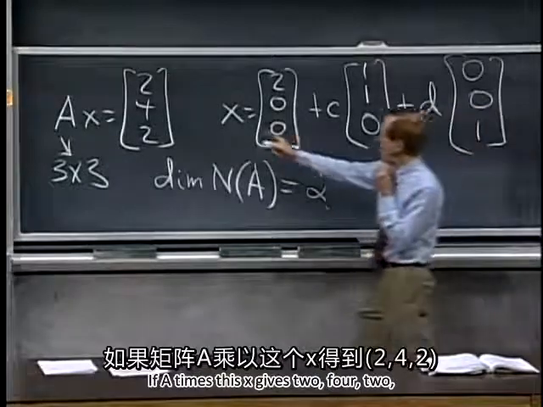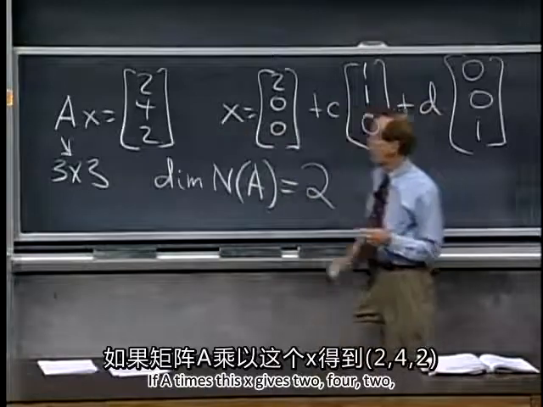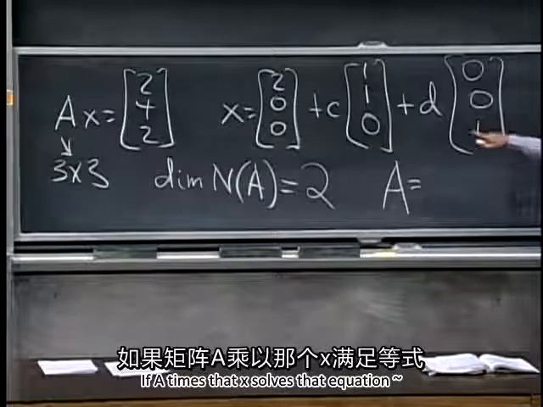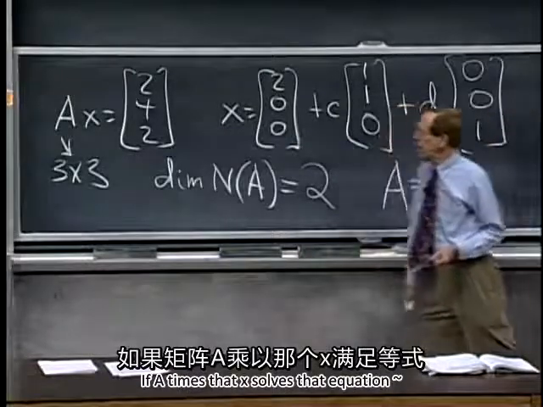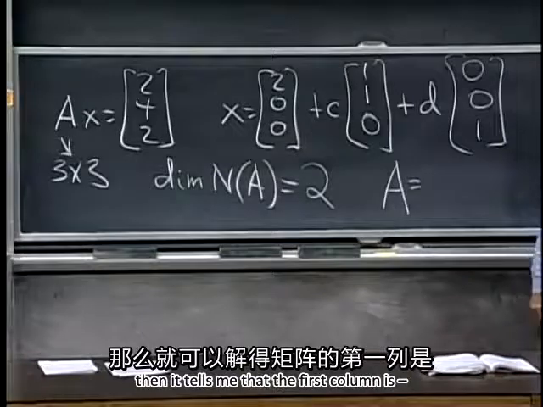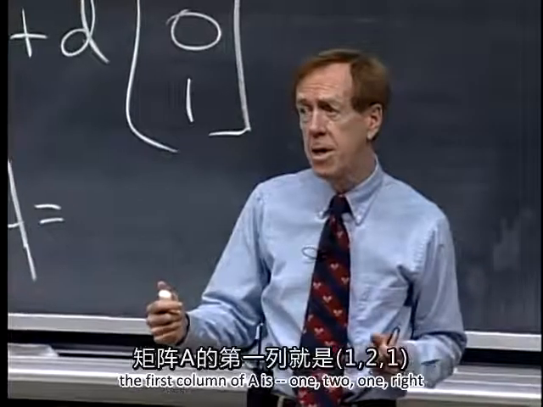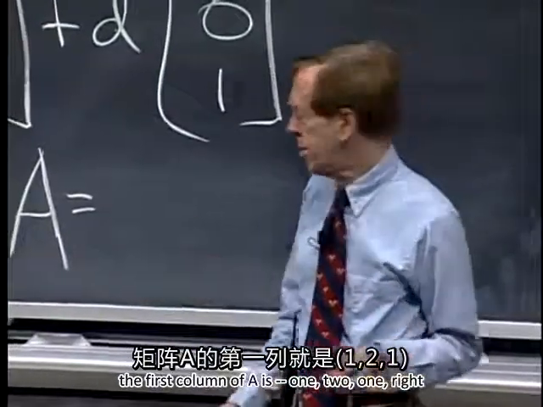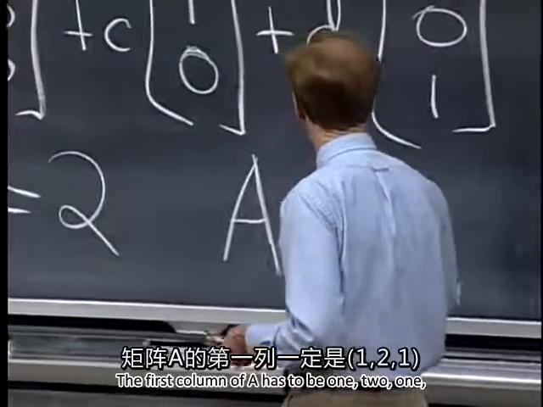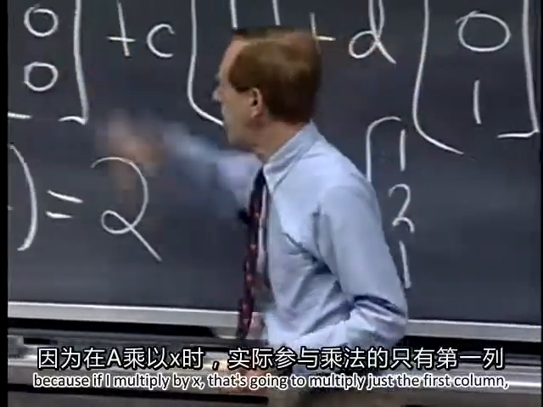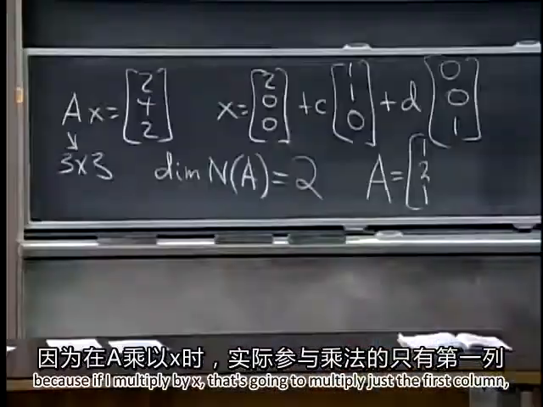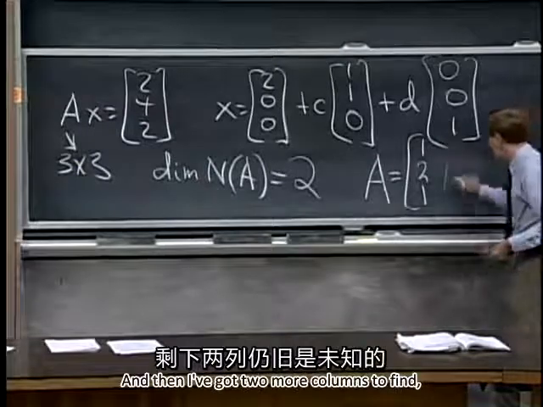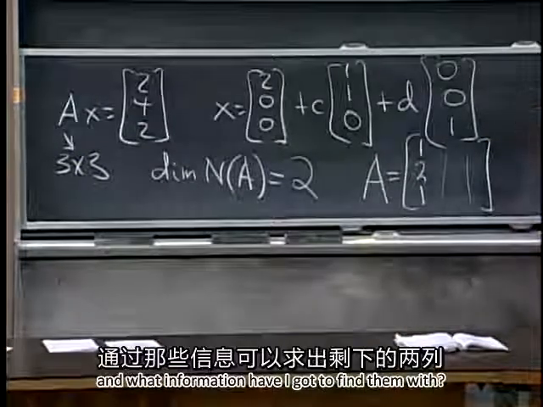If A times this X gives 2, 4, 2, what does that tell me about the matrix A? If A times that X solves that equation, then the first column of A is 1, 2, 1. Right. The first column of A has to be 1, 2, 1 because if I multiply by X, that's going to multiply just the first column and give me 2, 4, 2. And then I've got 2 more columns to find. And what information have I got to find them with?